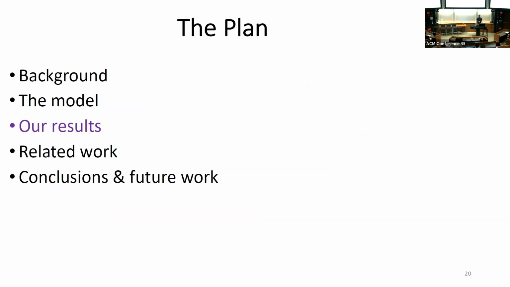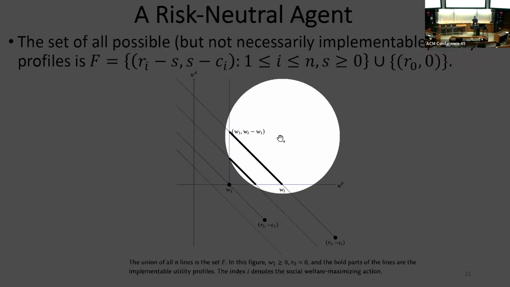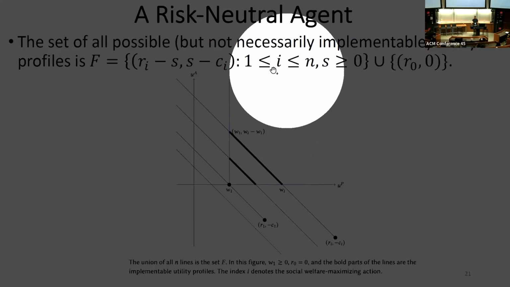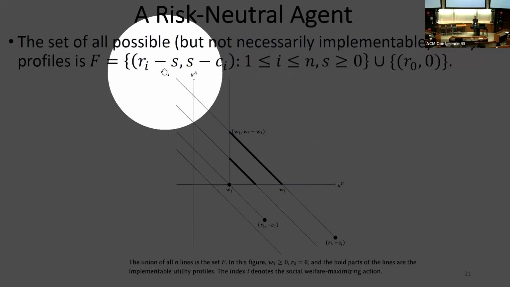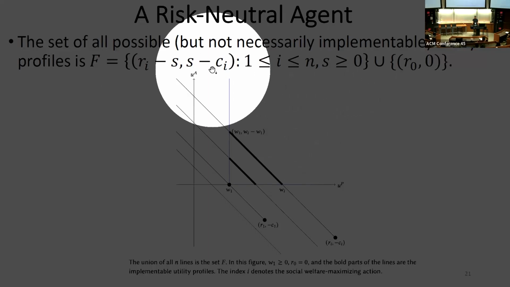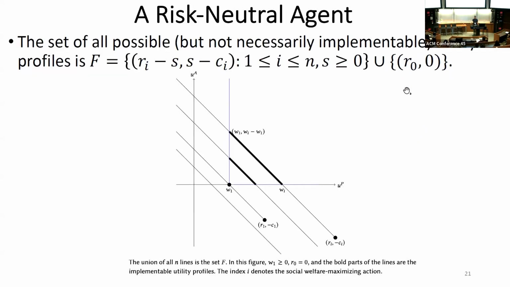Now let's discuss our results. So first of all, let's talk about the risk-neutral agent. And let's talk of all the possible but not necessarily implementable utility profiles. Given some action i and some monetary transfer S, the utility of the principal would be her income Ri for this action minus the monetary transfer S, while the utility of the agent would be the monetary transfer S minus the cost Ci. And to this, we should add a trivial utility profile for the default action.